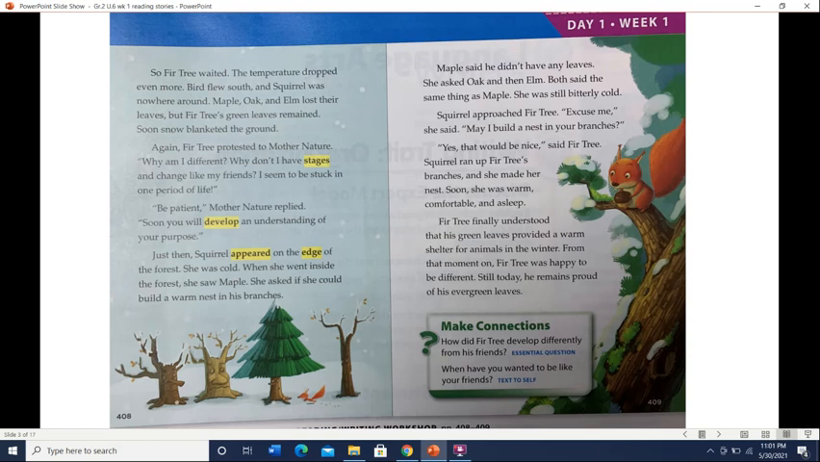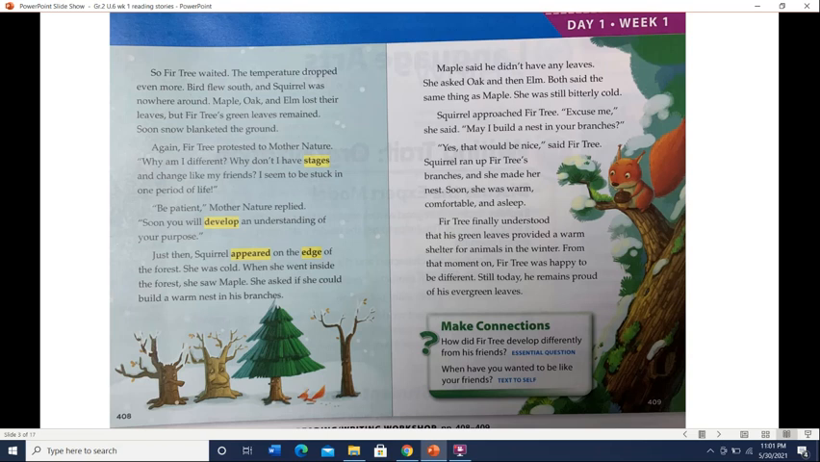She said, "Can I build a nest in your branch? I'm so cold." So Fir Tree said, "Yes, it would be nice." So Squirrel ran up Fir Tree's branches and she made her nest. Soon she was warm, comfortable, and asleep. So who was the only tree that she could build a nest in so she could stay warm? Fir Tree. Why? Because he was the only tree that had leaves.